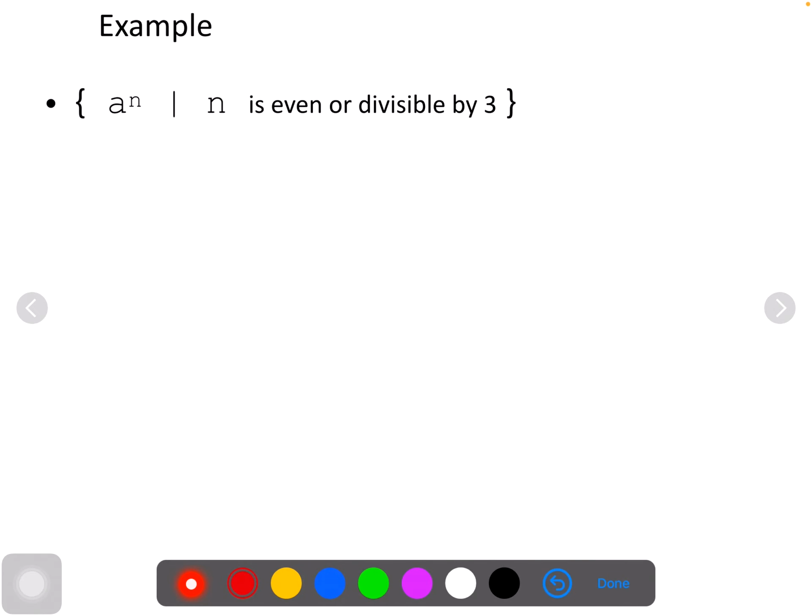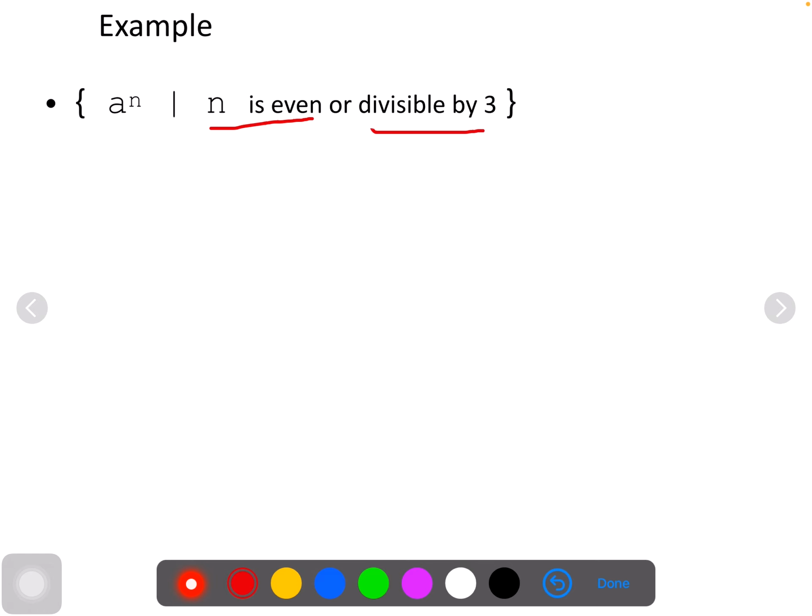To clear your doubt about epsilon NFA and NFA, I'll take one example so that I can explain it clearly. Suppose the language is n number of A's such that n is even or divisible by 3. How do you construct this? There are two conditions: n should be even, or it should be divisible by 3.